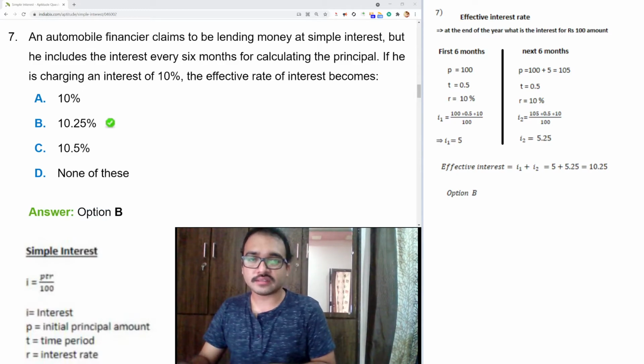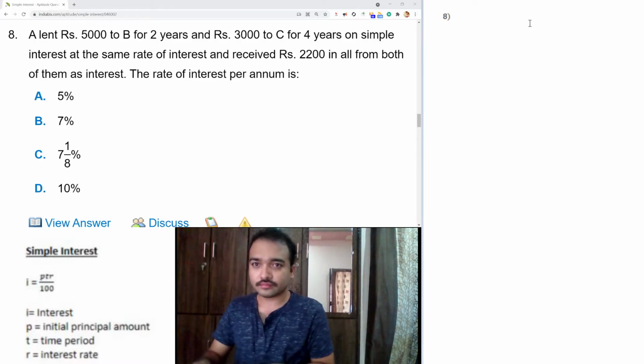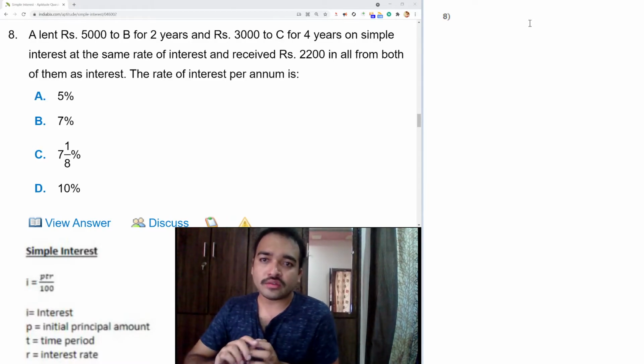Option B is correct. Let's see problem number 8. A lent rupees 5,000 to B for 2 years and rupees 3,000 to C for 4 years.